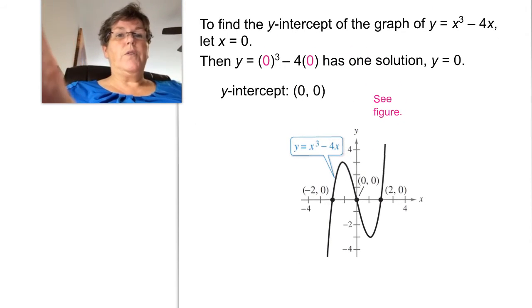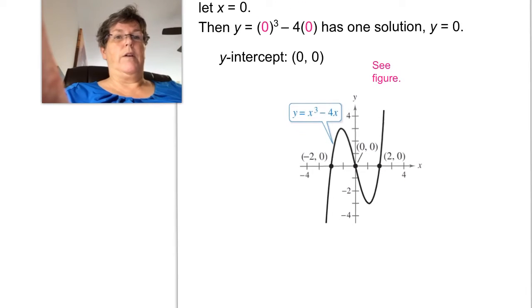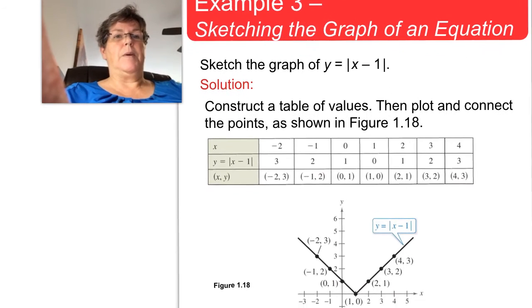If you want to find the y-intercept, that's usually easier. You plug 0 in for x and find y, and in this case, the y-intercept ends up being the origin. So a really simple example.